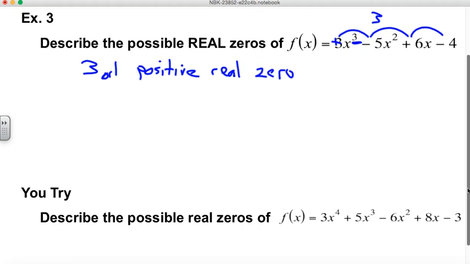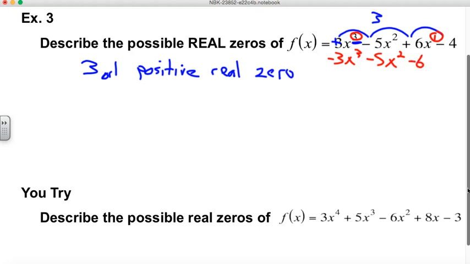Now, as far as negative real zeros, what you want to do to figure out how many negative real zeros you have is rewrite your function, and every term that has an odd exponent, 3, x to the first, x to the fifth, x to the seventh, x to the ninth, anything that's got x to an odd number, change the sign on those terms. So we're going to change the sign on this term to be negative. Of course, 2 is even, so 5x squared is not going to change.